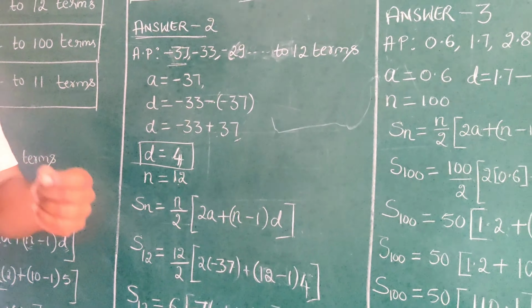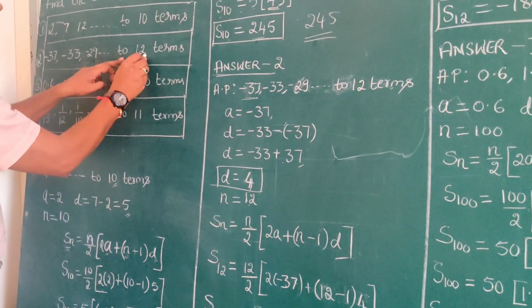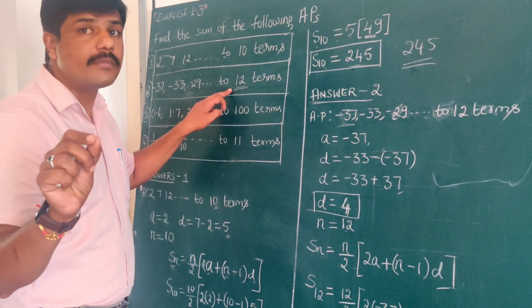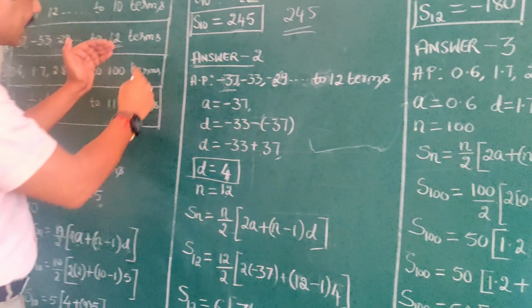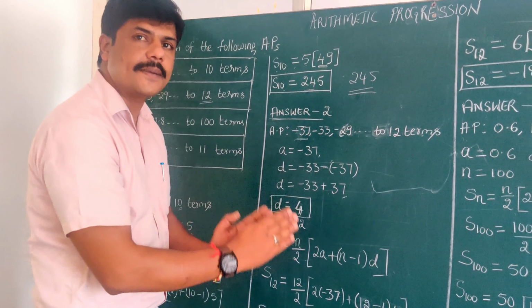12. How is the n value 12? It is because it is asked here up to 12 terms. You have to make the sum of 12 terms. Therefore, n is equal to 12. Now, here also the same way. All these four problems go the same way: direct substitution into the formula.